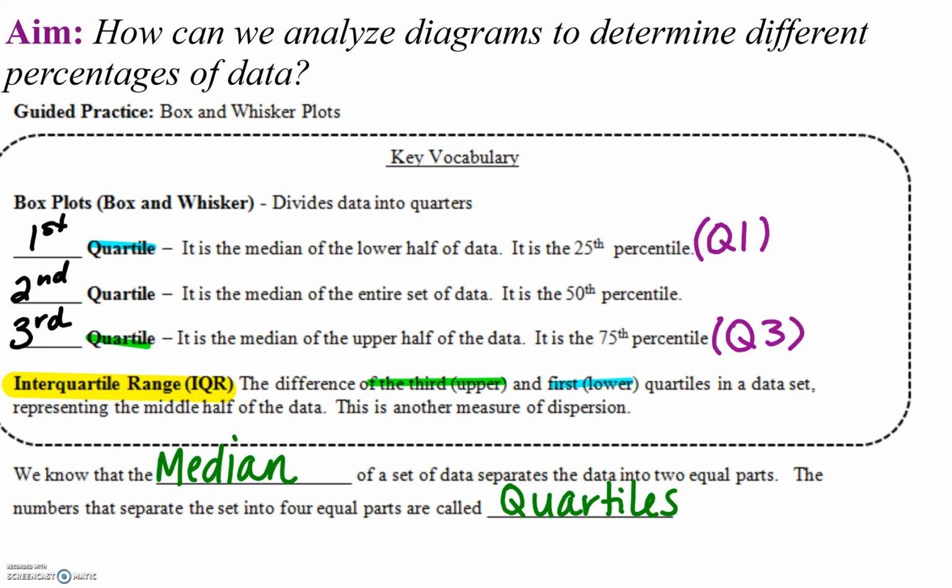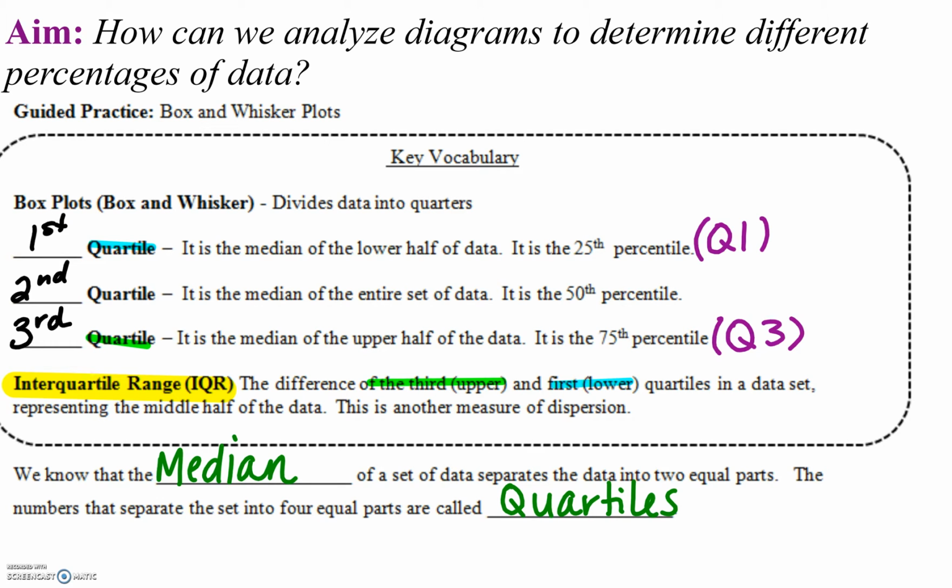Hey guys, so in this video we're going to look at how to interpret and create box plots, which is another term used for a box and whisker. So the first quartile is the median of the lower half of data. It is the 25th percentile. In your calculator, you're going to see it noted with a Q1.